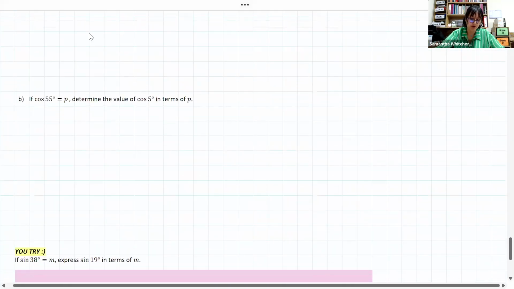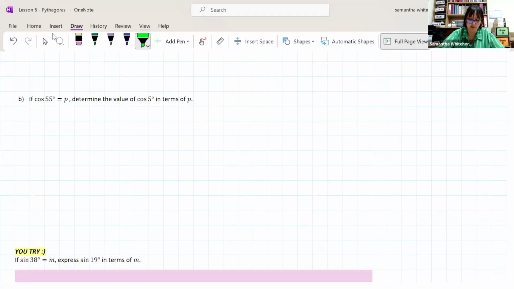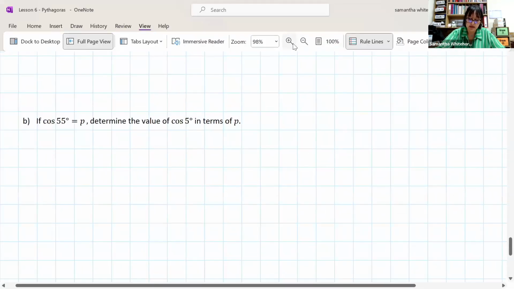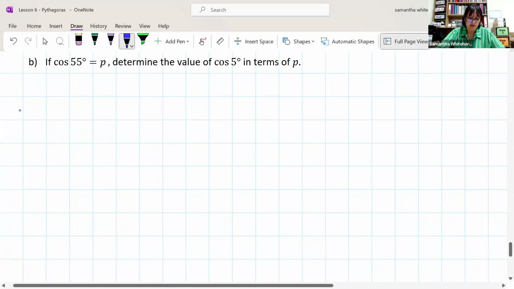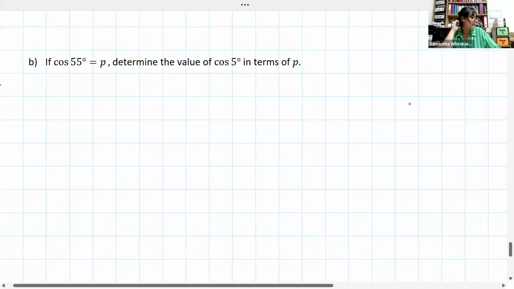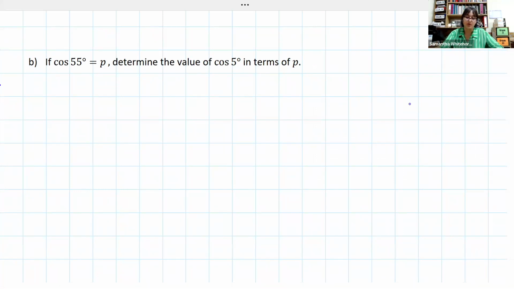Right, I'm going to skip to question B, mostly because I want to talk about the compound angle situation. It's pretty much the same idea as question A, so it really doesn't matter that we're skipping. Right, so if cos 55 is equal to P, determine the value of cos 5 in terms of P. Okay, cos 55, acute angle. So nothing I need to stress about there. I can draw my triangle, no worries. So there's my 55 degrees, right angle.